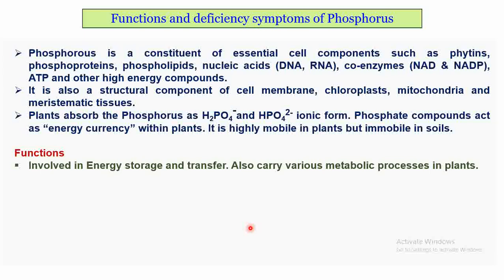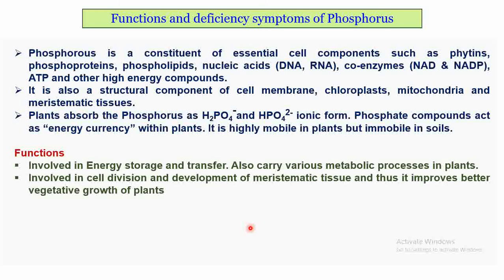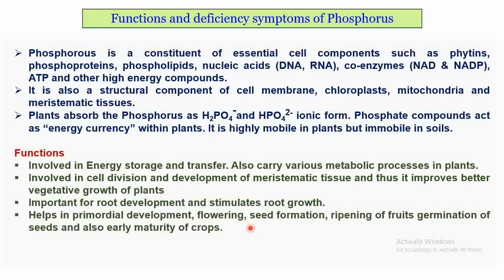What are the functions? So phosphorus is involved in energy storage. There is the formation of ATP, also carrying various metabolic processes of plant, involved in cell division and development of meristematic tissues. Hence, it improves better vegetative growth of plants. It is important for root development and stimulates root growth. Helps in primordial development, flowering, seed formation, ripening of fruits, germination of seeds, and also early maturity of crops.